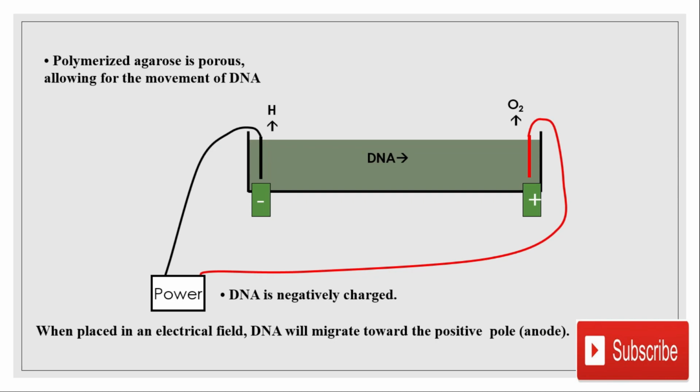Polymerized agarose is a porous material that allows the movement of DNA from the negative to the positive terminal. You should also know that DNA is negatively charged, and when placed in an electric field, DNA will migrate towards the positive pole, which we call the anode.